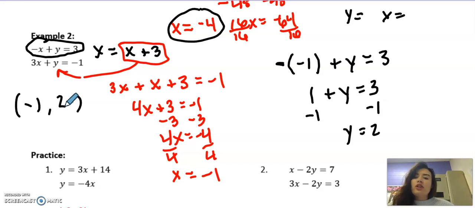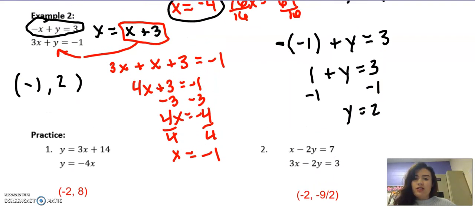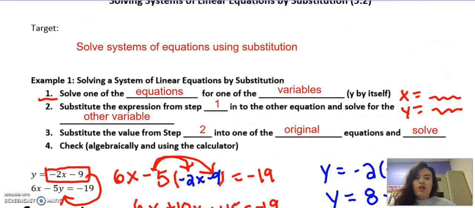You're plugging it in, finding x, plugging x in, finding y. Okay, and you can always double check your answers, just like we did in 5.1. We're going to plug in negative 1 for x, 2 for y. If we get 3, if we get negative 1, we are correct. There's no reason that a grade should surprise you for this section because you can always check your answer. Okay, and then 1 and 2, I put the answers down so you guys can practice, ask me any questions, and now you know if you got it or not. Okay, so that's all we're doing for 5.2.